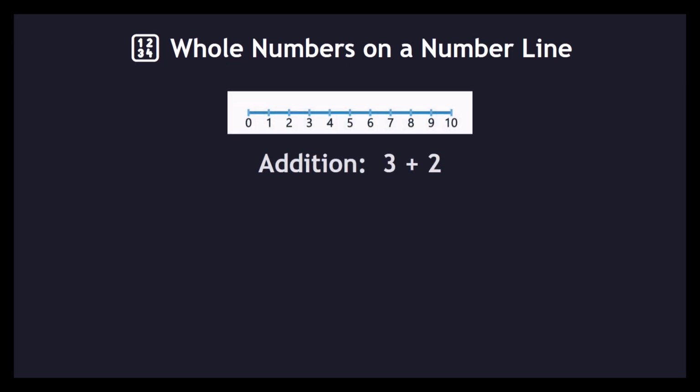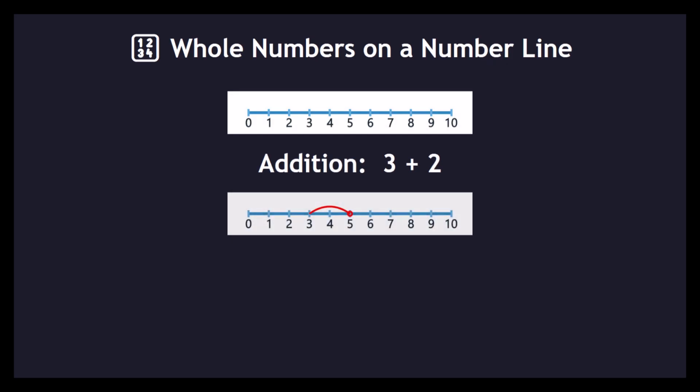Let's look at a number line with whole numbers, 0 to 10. Let's see how we can use a number line for addition. For example, 3 plus 2 equals 5. To add 3 plus 2, we start at 3 and move 2 steps to the right. We land on 5. So, 3 plus 2 equals 5.